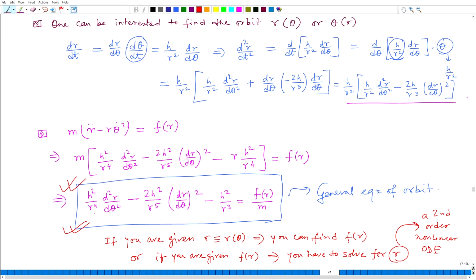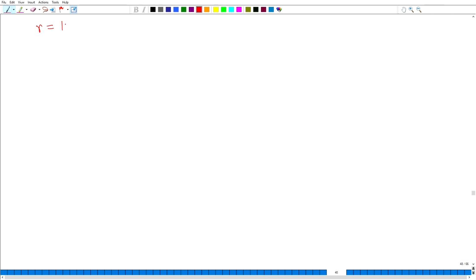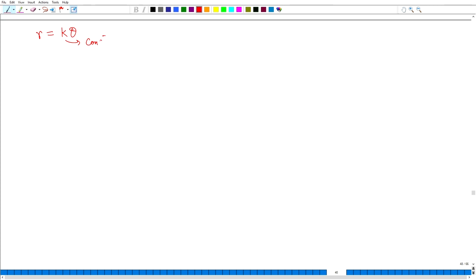Okay. Maybe let us say my orbit is like r is equal to k theta, for example. I do not know what this is, you just think about this type of orbit, but let us say my orbit is r is equal to k theta, k is a constant. Then I can easily say that what will be dr d theta, that is k, and what will be d2r d theta 2, that will be 0.